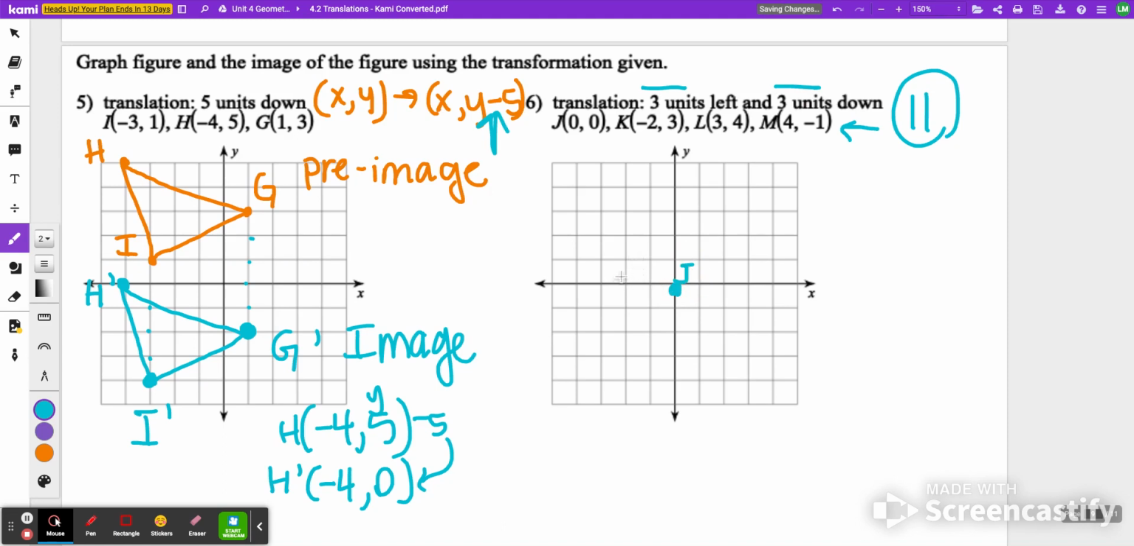K is at -2, 3, so up here. L is at 3, 4, 1, 2, 3, 1, 2, 3, 4. And M is at 4, -1, 1, 2, 3, 4, -1. So kind of stretched out here.